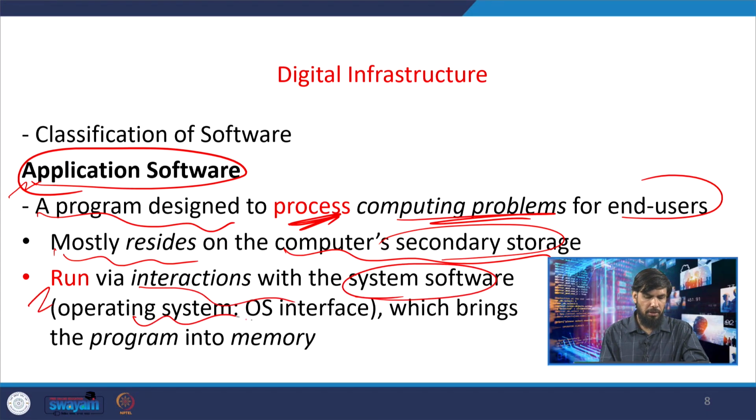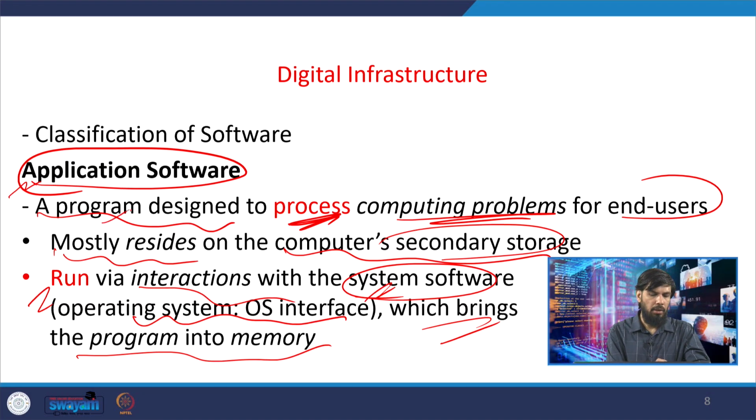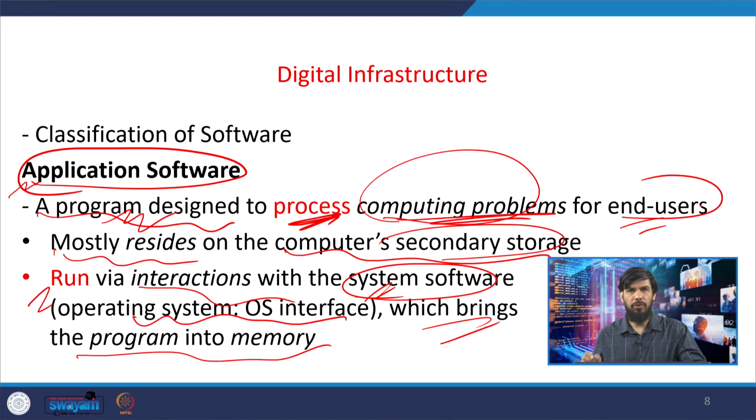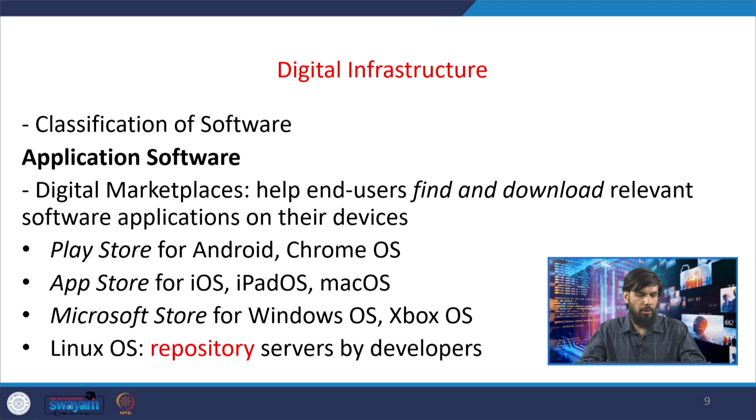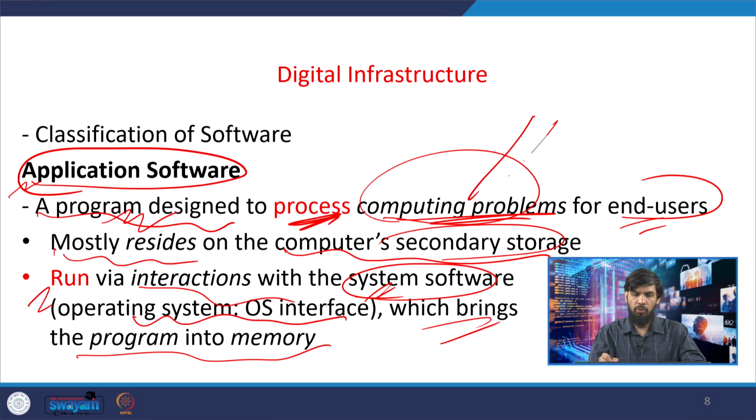Let us say the operating system interface, you will have to interact with the operating system interface to be able to launch that particular application, and that operating system, through your interaction, will bring the program into memory, and then you can interact with it, and the idea is that it would be designed to process some computing problem for end users, right. So, that is about the application software. Moving on. Now, where do we obtain or buy these application software, because these are the ones which would be solving all the computing problems that might be there for our organizational information systems. So, the machine element that we talked about within the basic information system architecture, right.